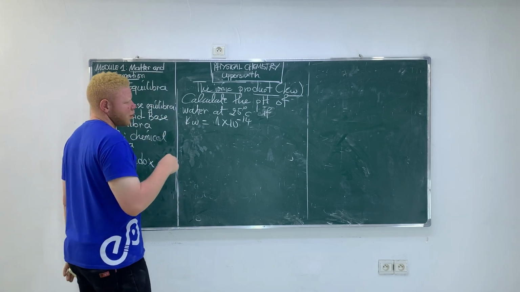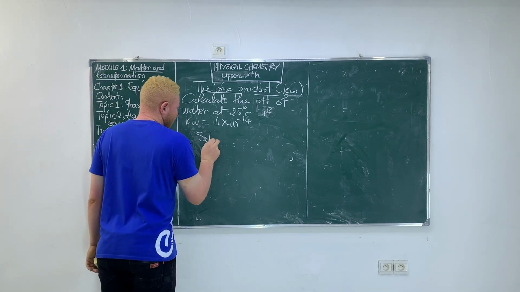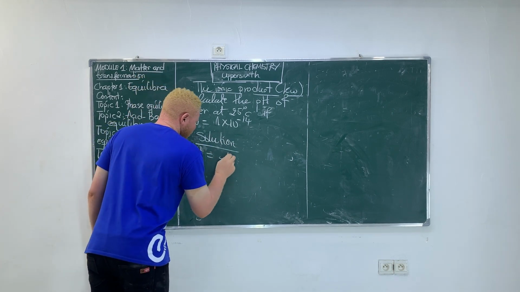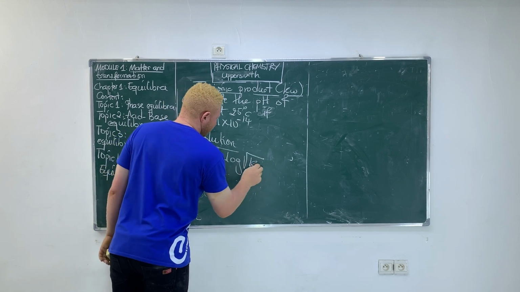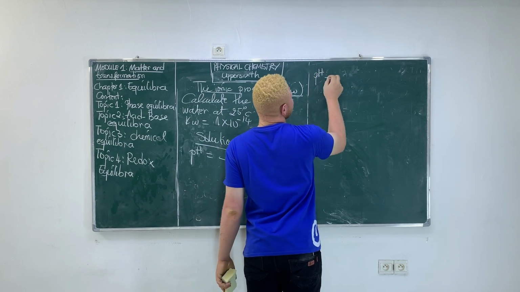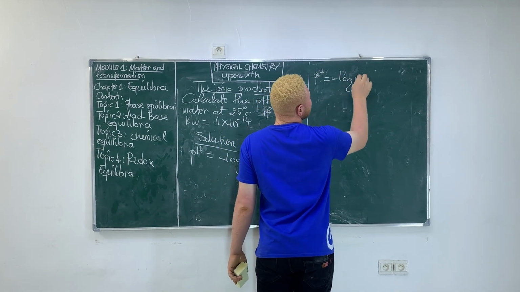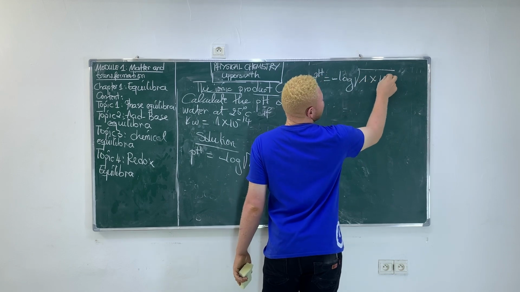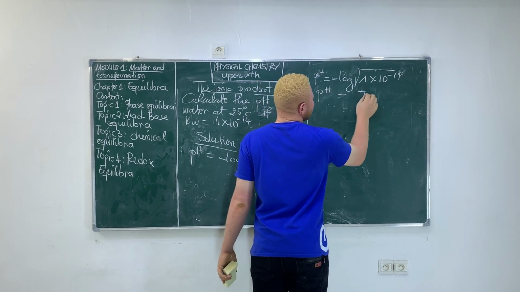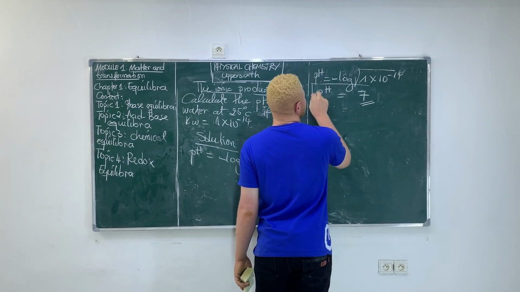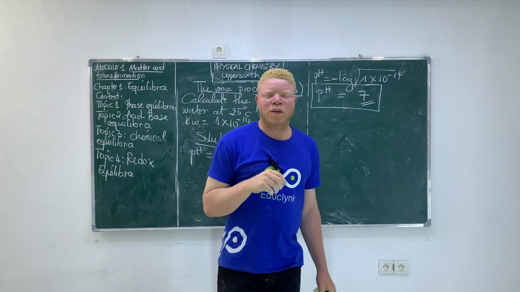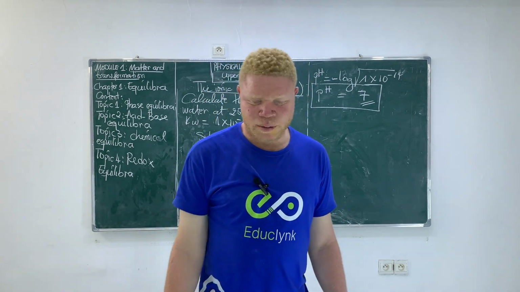So apply the formula. The solution: pH is equal to minus log the square root of Kw. So pH is equal to minus log the square root of 1 times 10 to the minus 14. pH is equal to 7. So the pH of water is 7, and all substances having pH 7 are neutral. So water is neutral.